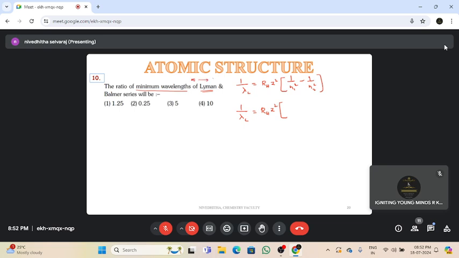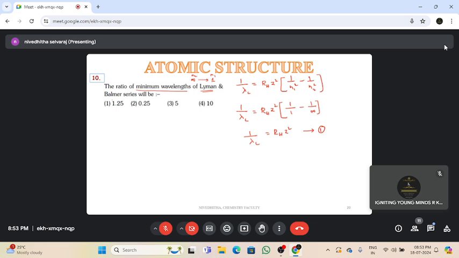Infinity to the first state, right? So here the n2 value is infinity and the n1 value is 1. So 1 by 1 minus 1 by infinity. 1 by infinity is 0. So 1 by lambda L is R_H Z square into 1. That's it. So this is equation 1.